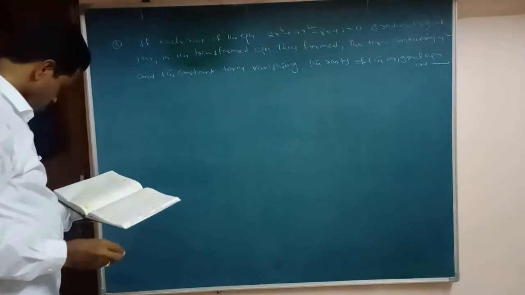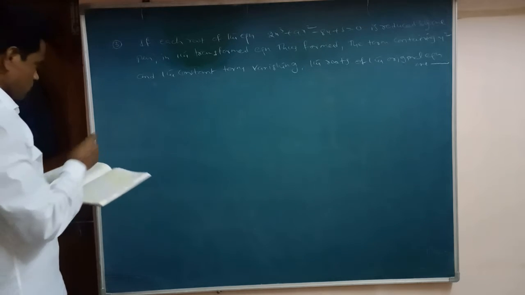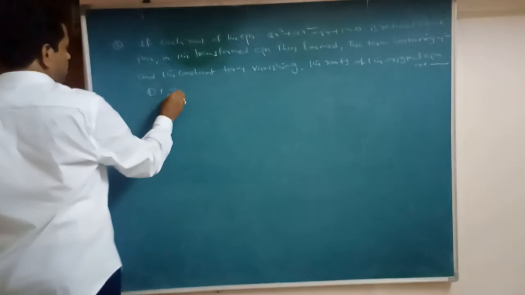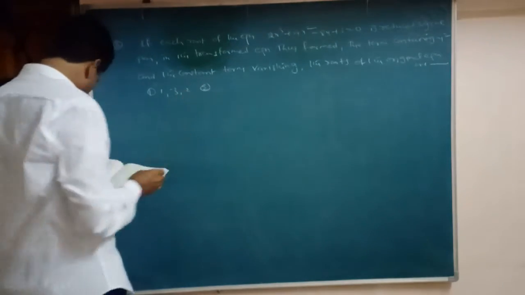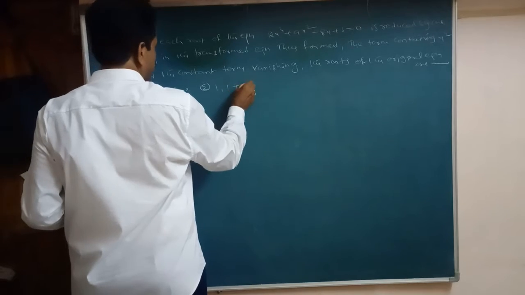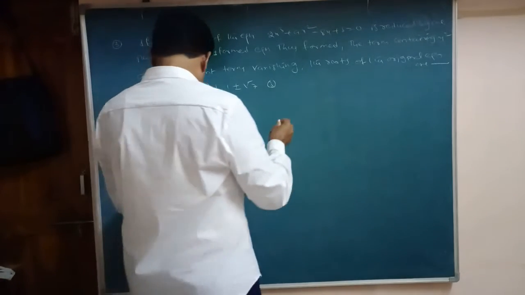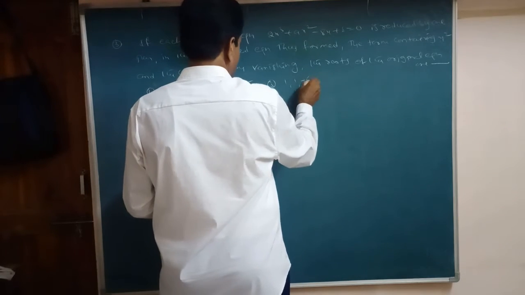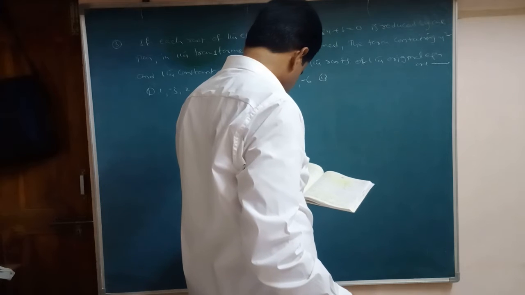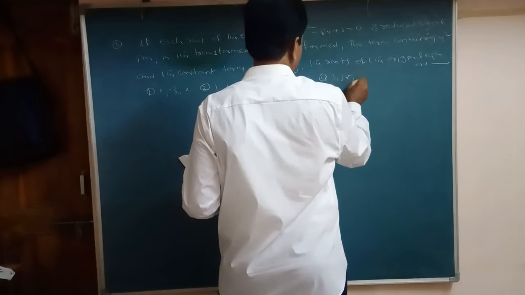So first one given here is 1, minus 3, 2. Second one is 1 comma 1 plus or minus root 7. And third one is 1 comma 1 comma minus 6. And fourth one is 1 comma 3 root 2 comma minus root 2.